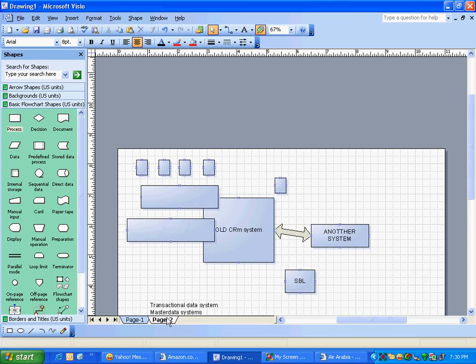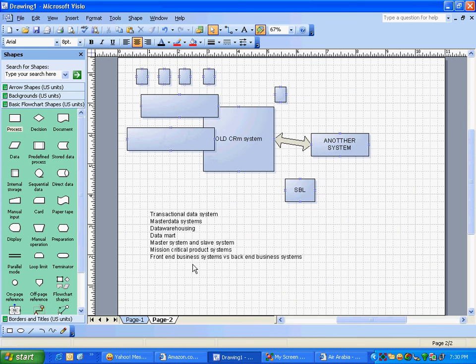Then we have data warehouse. We discussed data mart. Quite frankly, I do not know what data mart is, but it basically means a smaller data warehouse. Whenever I hear this term, I envision a smaller data warehouse, and I always get by easily without getting into the nitty-gritty. Master system and slave system. This is very important. Remember, we talked about transactional data system and master data system.